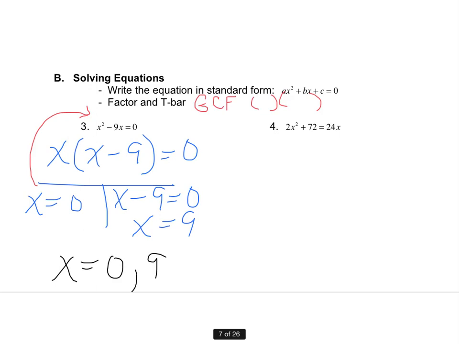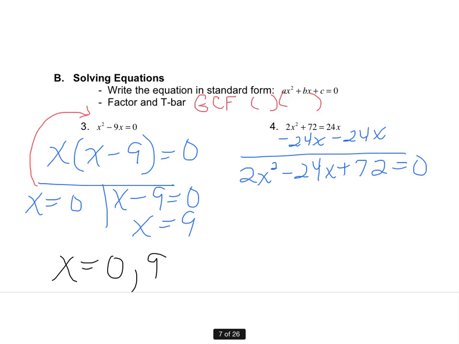Let's take a look at number 4. In number 4, I can't solve it yet because it's not in standard form. I have to get it equal to 0. So I'm going to subtract 24x on both sides. I'm going to have 2x squared minus 24x plus 72 equals 0. I couldn't subtract 24x from anybody, and the reason I put it in the middle is so that it would be in standard form. Okay, it's set equal to 0, it's in standard form, I'm ready to factor.